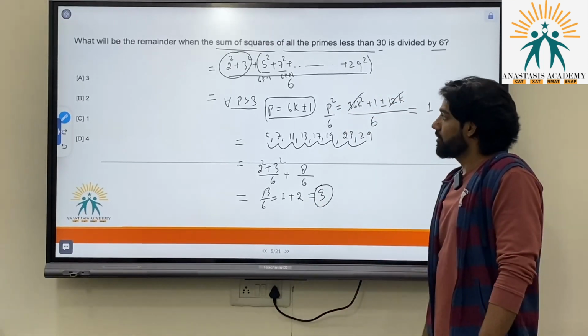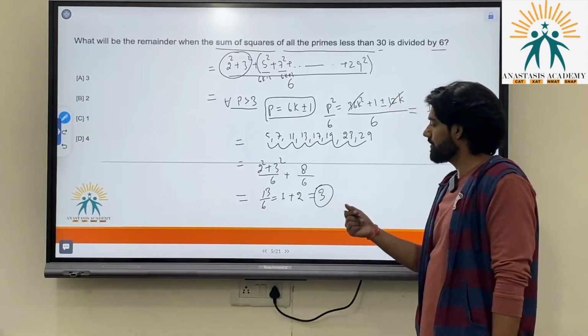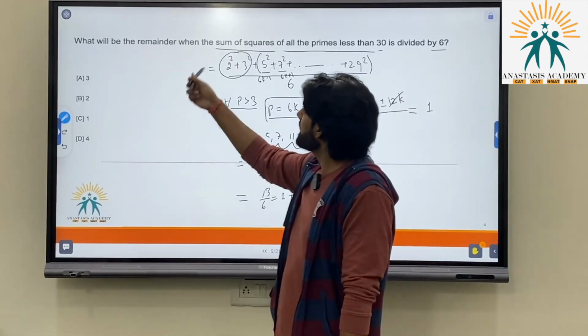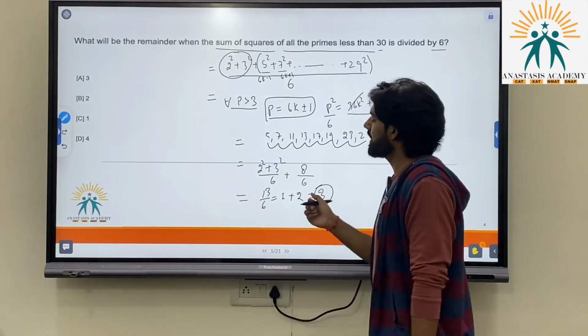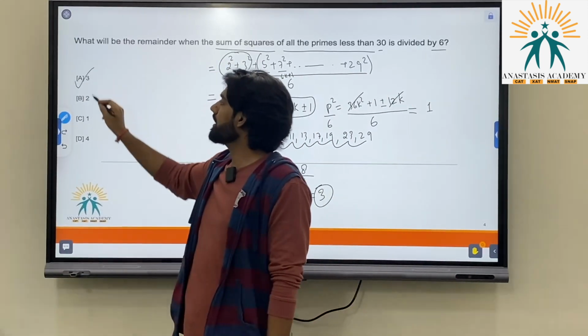Finally, what remainder would I get? 3. So the remainder when the sum of squares is divided by 6 is 3. The correct answer is 3, Option A.